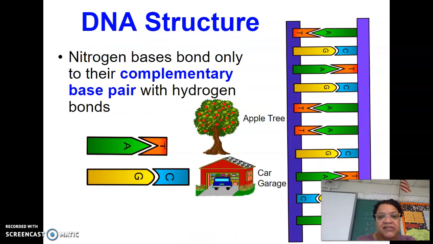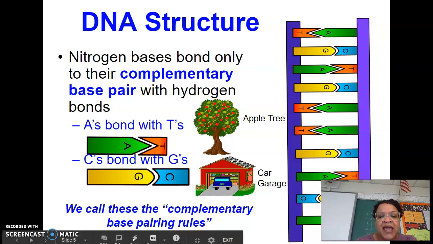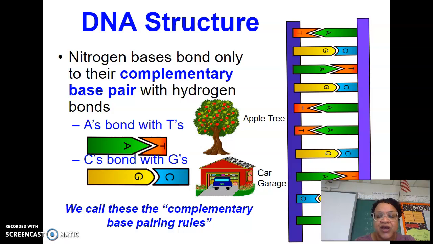The nitrogen bases only bond to their complementary base pair. So A's only bond to T's and vice versa, and C's only bond to G's and vice versa. Notice how the T is bonded to A, and A is bonded to T, and C is bonded to G. If you're having trouble remembering that, just remember apple in a tree and car in a garage. I got that off the Amoeba Sisters, of course.